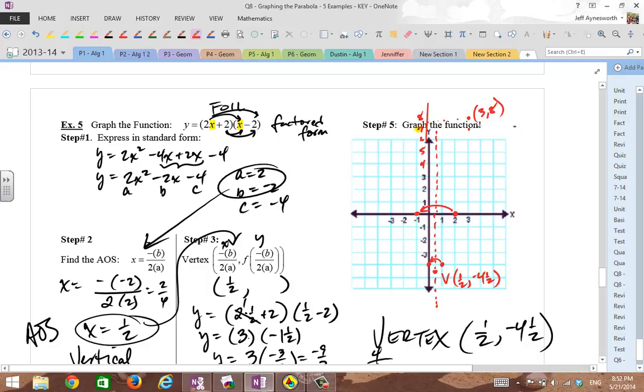So 1 is right here. So let me see. It's a half. Let me see. We're at 3. So it's 2.5 units away. It should be right about here. Okay, and we reflect it across. Well, I didn't do that right. It should be 2.5, 2.5. There we go, right there. All right. All right, now we draw our parabola.